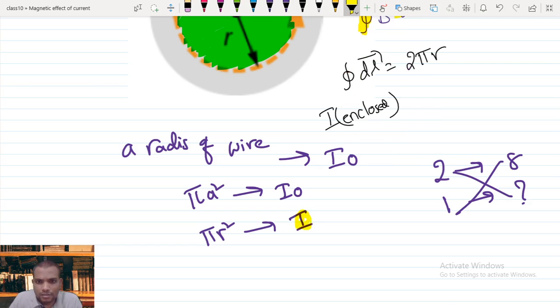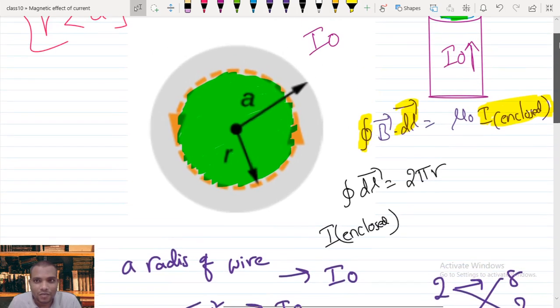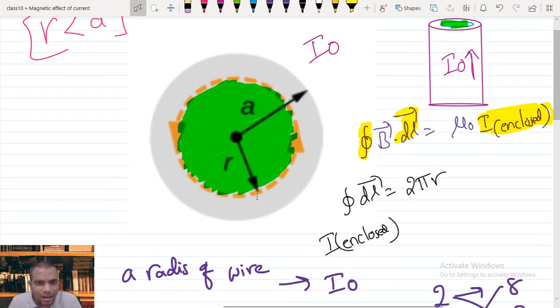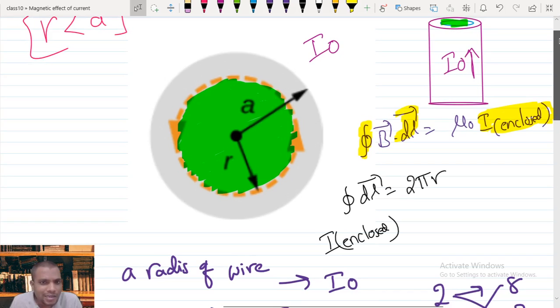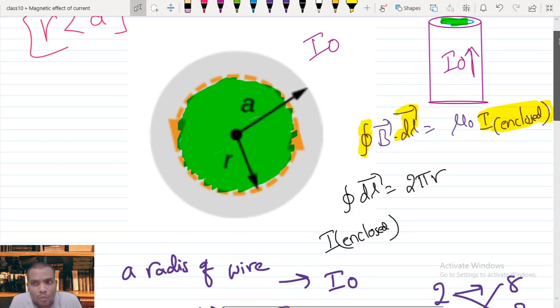I hope you got it. One more time let me say, because this is a very crucial point. Through the whole area of the conducting wire, that is pi a square, I naught is the amount of current flowing. But in this case we consider the radius which is inside the conducting wire. So through that particular area, how much current is flowing? That is the meaning of current enclosed.